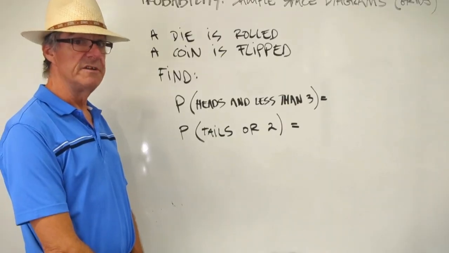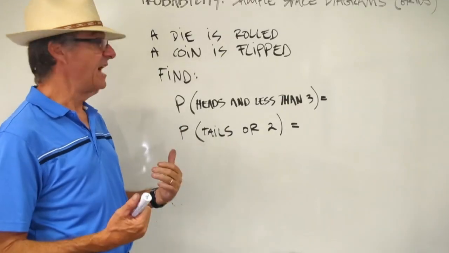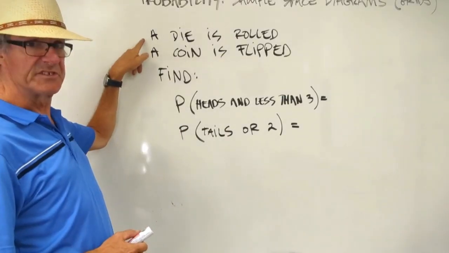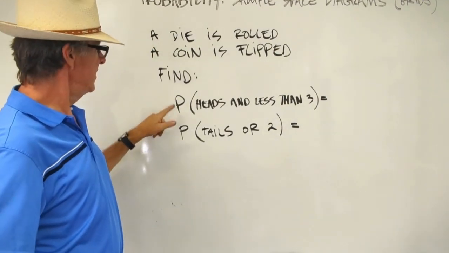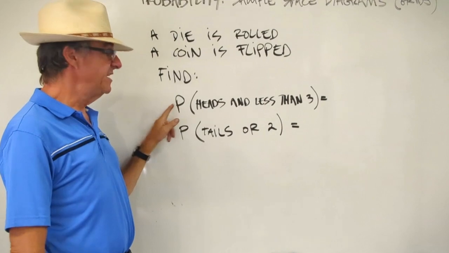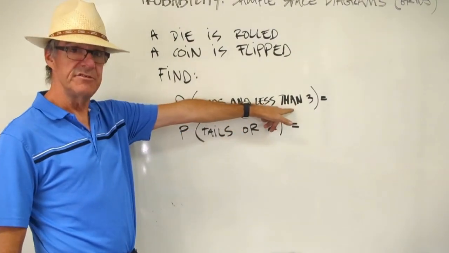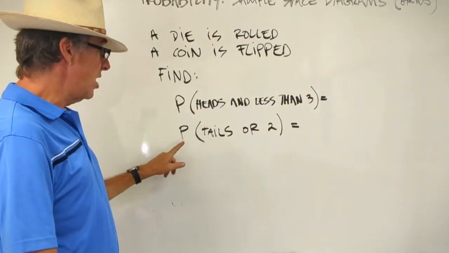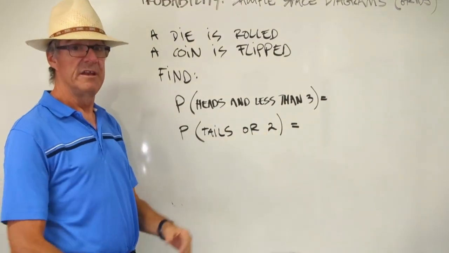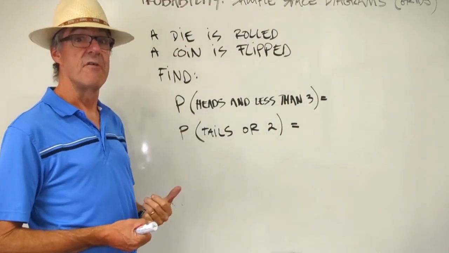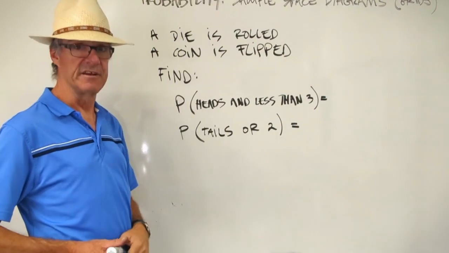All right, let's try one with a coin and a die. So we're going to roll a 6-sided die, and we're going to flip a coin. And what I want you to do is we're going to find the probability of getting heads and less than 3, and then we're also going to find the probability of getting tails or 2. Okay? Now, you're going to want to make your grid first, so do that and come back.